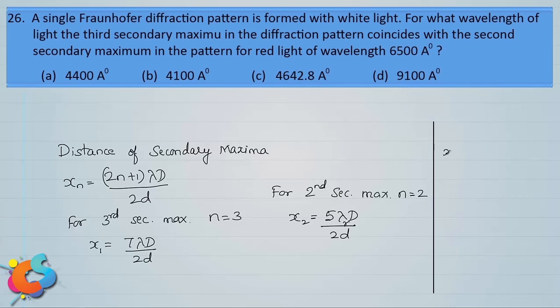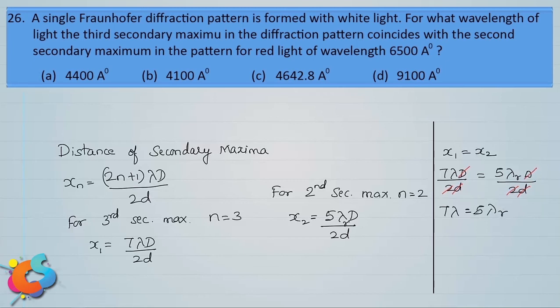That is, when they coincide, x1 is equal to x2, that is 7 lambda D divided by 2d is equal to 5 lambda r into D divided by 2d. Since the slit width remains the same and the distance of the screen from the slit remains the same, you can cancel them. This capital D gets cancelled with this capital D, and small d also gets cancelled along with this 2. So we are left with 7 lambda is equal to 5 lambda r.